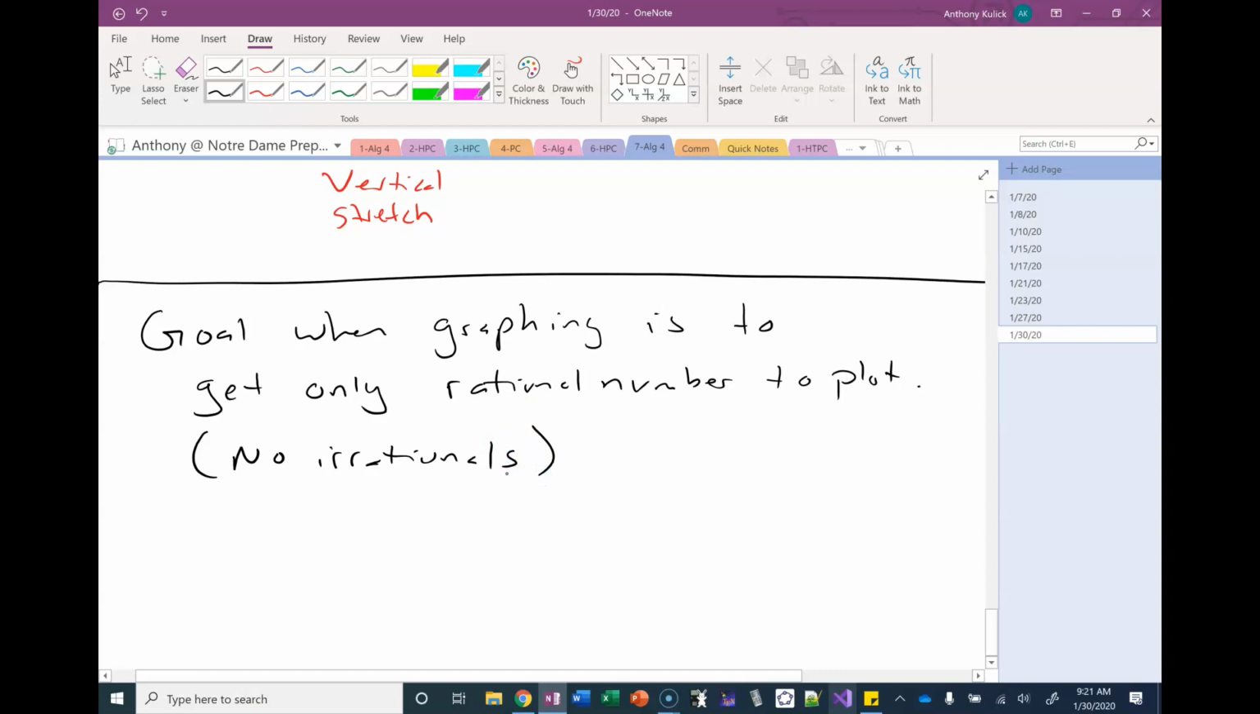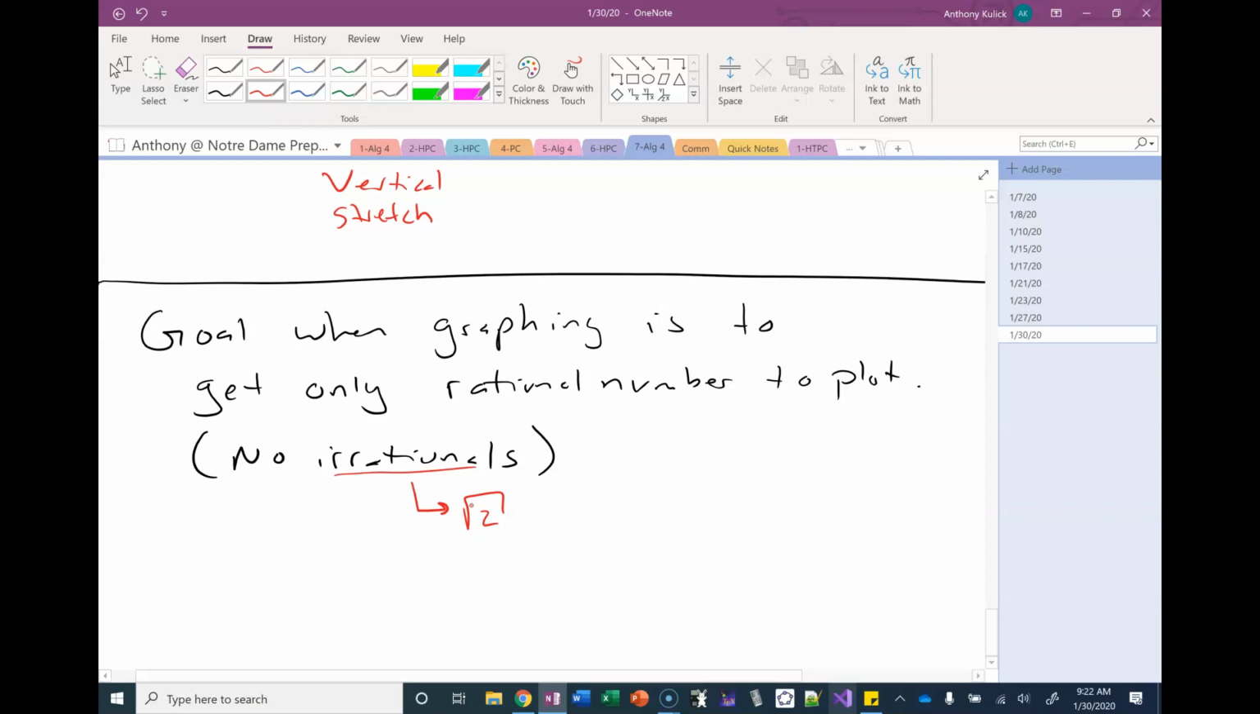That is, we don't want any irrational numbers. An irrational number is just something that can't be written as a fraction. So what are some examples of irrationals? Irrationals are still real numbers, but they can't be written as a fraction. How about the square root of 2? That is an example of an irrational number.